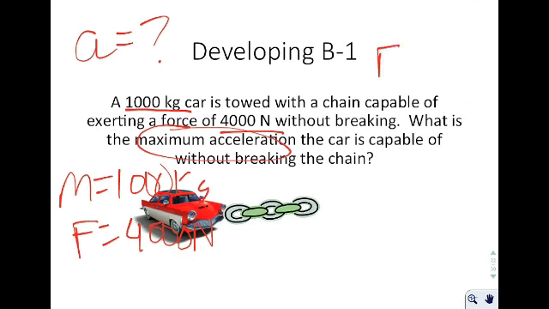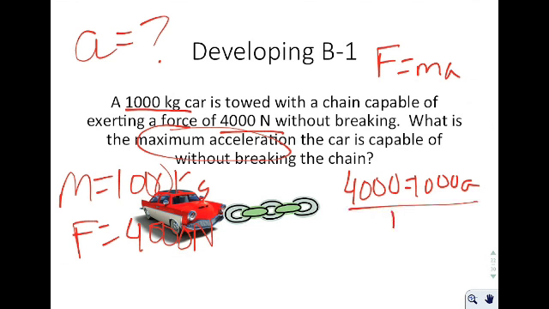I would use the equation F equals ma, and I would plug in 4,000 equals 1,000 a. At this point, you would have to divide both sides by 1,000. When you divide both sides by 1,000, you get 4 meters per second squared is equal to the acceleration.